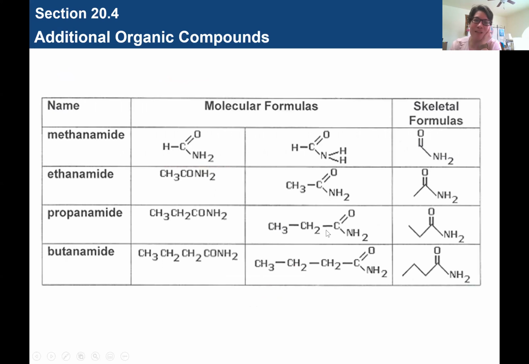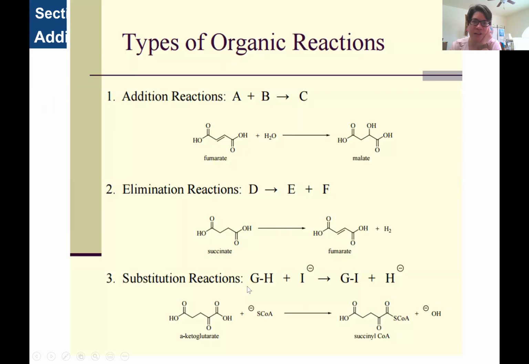Here are some amides. So again, you have your double bonded O and then your NH2. Amines just have an NH2. So those are some examples: methanamide, ethanamide, propanamide, and butanamide, just depending on how many carbons. And that's how simple we'll keep it. We won't get too hairy.